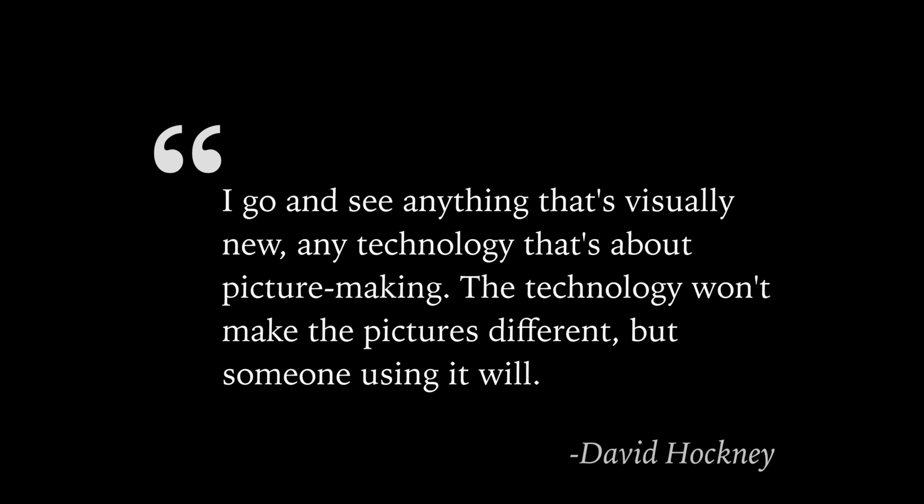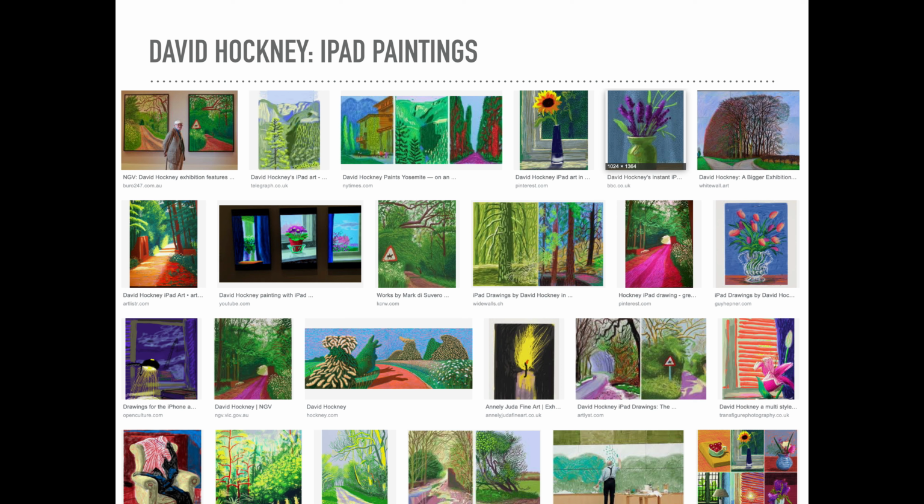The first part here, a lot of people think that technology is something that is cheating. And I think that David Hockney, to me, puts it best: the technology is not going to make the pictures different, but someone using it will. So think of your computer, your tablet, your digital apps as just another kind of brush or another kind of sewing machine. And remember that when people started out making quilts on machines, there were probably some people who thought that was cheating. I think there probably still are people that think that's cheating.